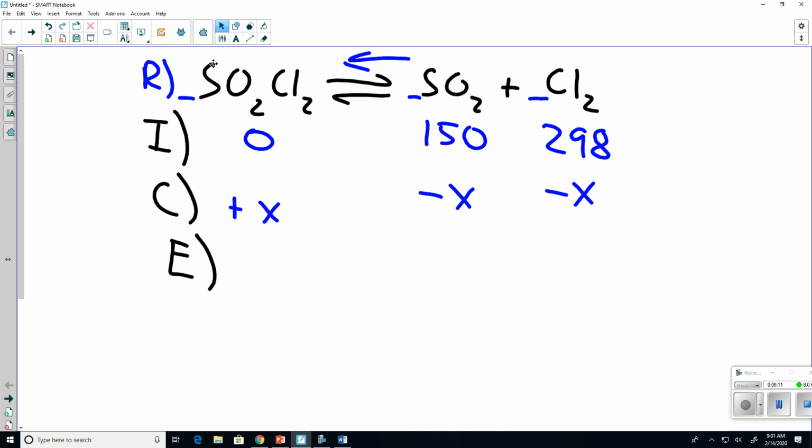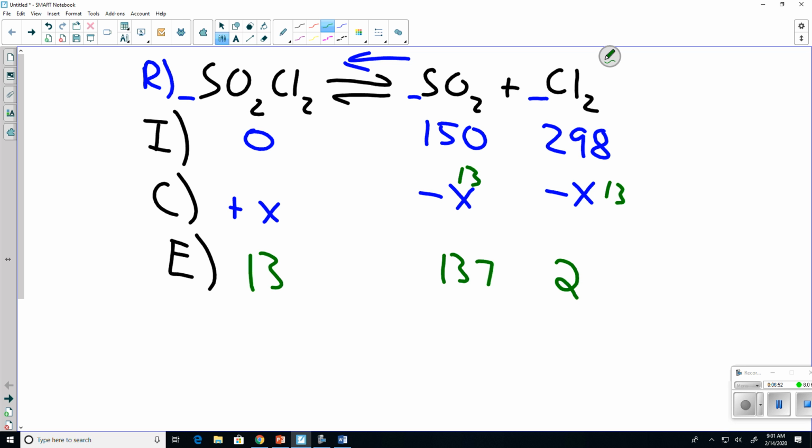Now, the one more bit of information that we were given in this problem was we were told at equilibrium, the partial pressure of the reactant was 13 torr. If that's the case, we know what X is, right? 0 plus X equals 13. X must be 13. So now, I can take 150 minus 13. I can get 137. I can take 298 minus 13. 285.